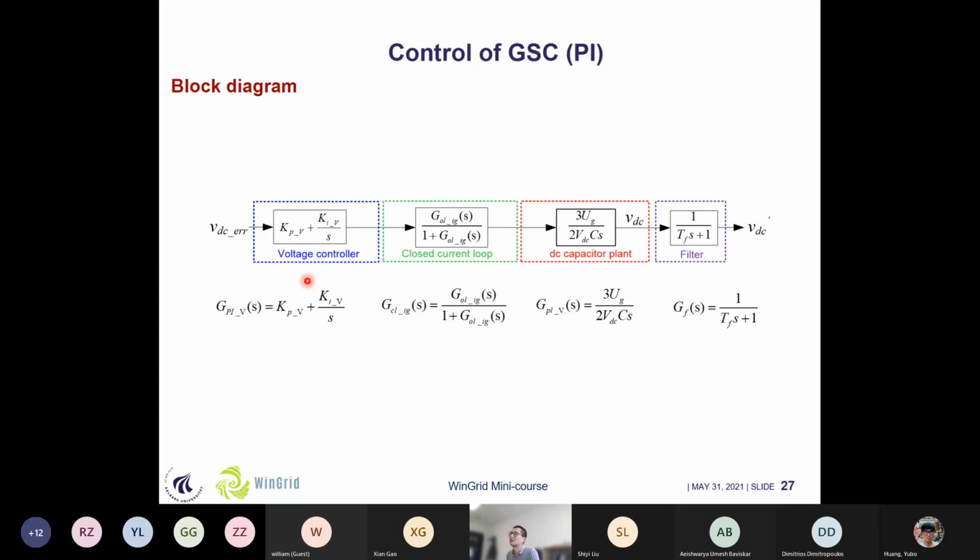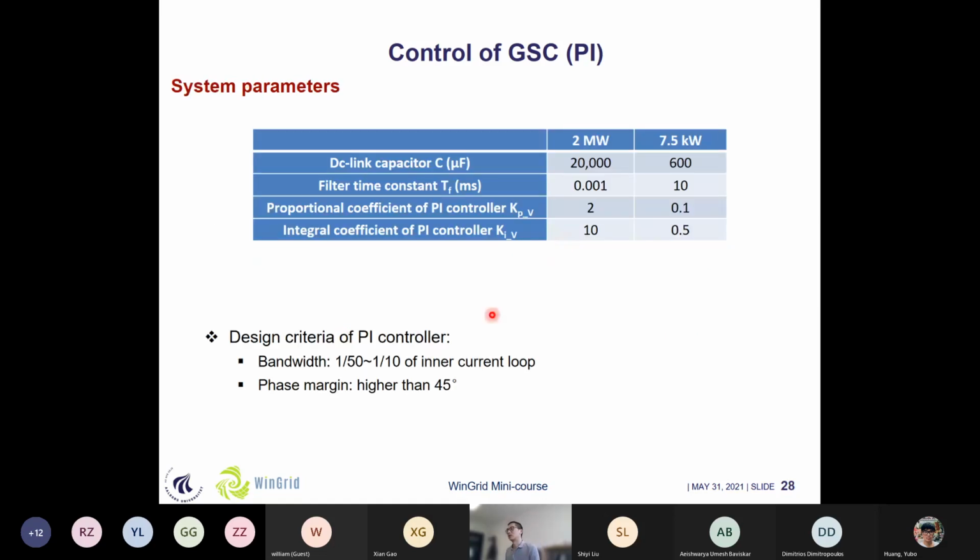And similarly, we have the PI parameters for the controller, and for this closed current loop, we can deduce the open loop transfer function from this grid current. And this is the plant for this DC capacitor. And finally, if we know this filter capacitor, some filtering units for this DC link voltage, then we can draw the open loop functions in this way.